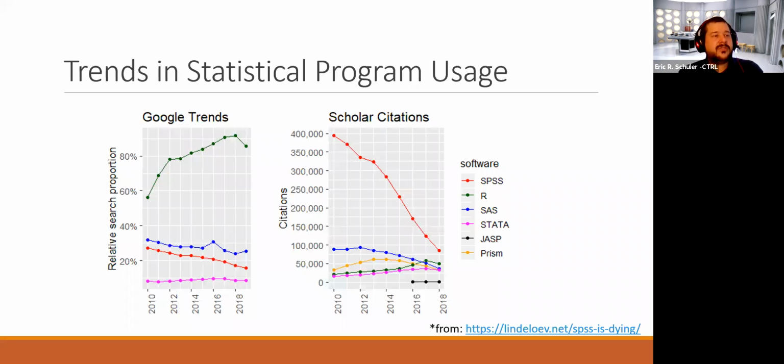I also want to mention some trends of statistical programming. The relative proportions for searches are fairly consistently high. It does have JASP, but Jamovi's a little bit newer, so we don't really see that. But we can start seeing the scholarly citations for SPSS drastically reducing.